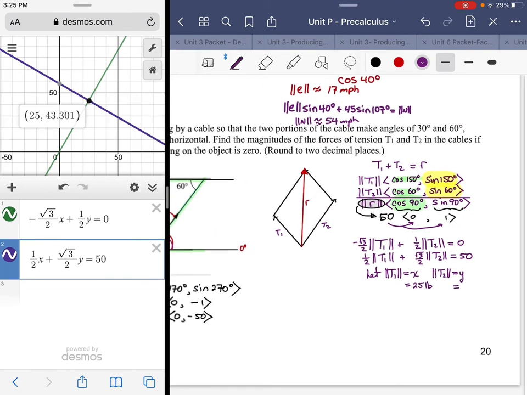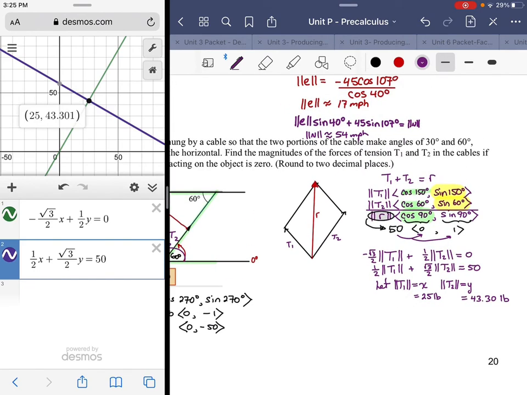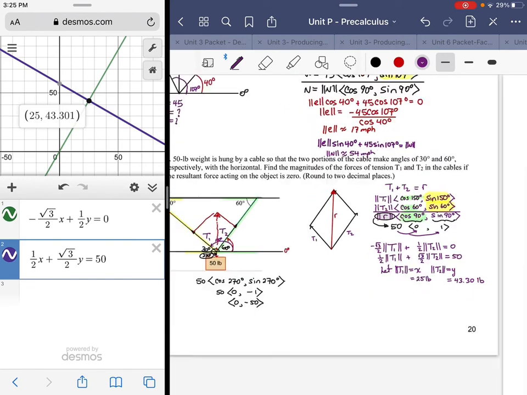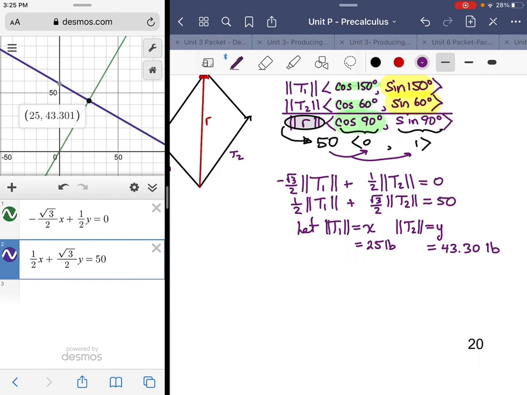All right. So that gives us a value for x of 25 pounds. And for y, about 43.3. What do they say? Rounding to 2 decimal places, 43.30. So 43.3 really. But I said 2 decimal places, I give 2 decimal places. So we have the tension, 25 pounds in one cable, 43 and change in the other, and we're good to go.